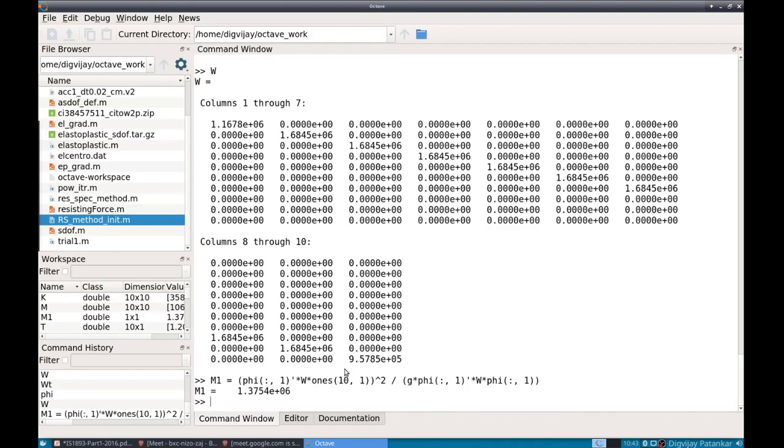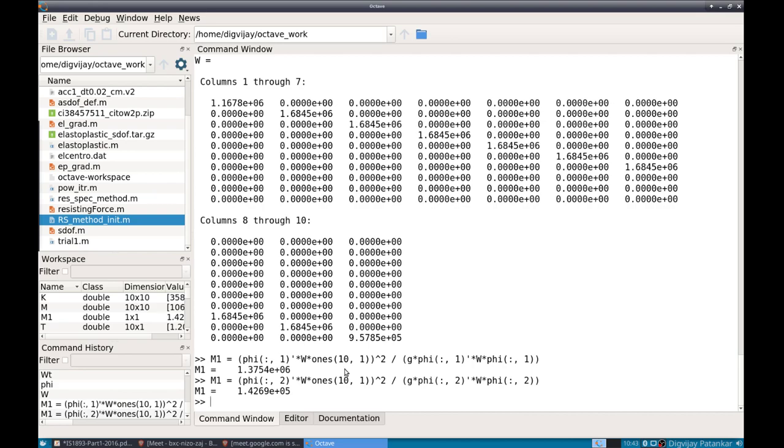Let us check that. So here I will check this for now. In 3 places I have to change that. M2 is 1.42 into 10 to the power 5. That is my answer.